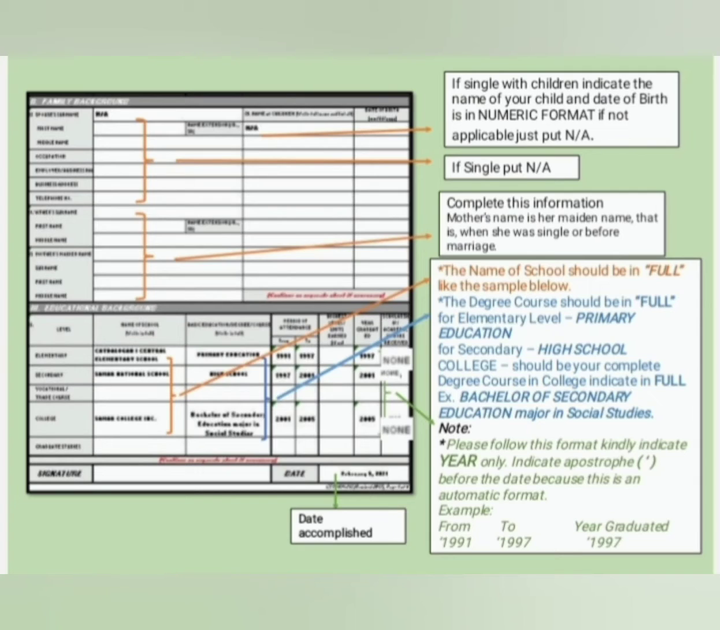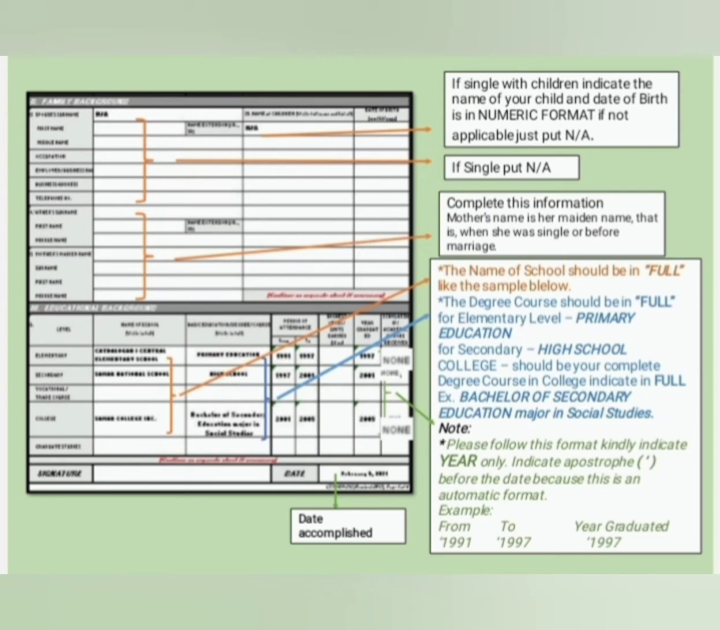So, may column po siya na level, the name of school, and it should be written in full, the basic education, degree, or course. So, write in full din siya. Period of attendance, and then the highest level or the units earned if not graduated. Then, next column is the year graduated, and next is the scholarship or the honors received. So, sa first level is the elementary. And then, sa basic education or the course or the degree should be written in full. Dapat sa elementary level is the primary education. Sa secondary is high school.